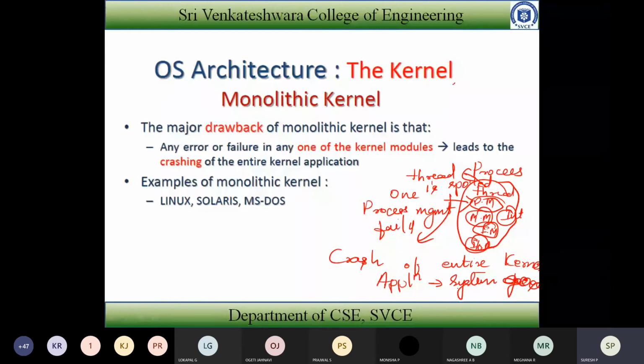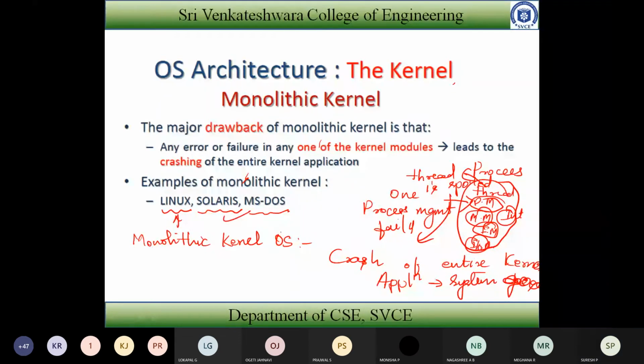Okay. When you talk about the monolithic kernel, what are the different examples? What are the different operating systems which you are going to have in your monolithic kernel? The first one is Linux. You are going to have Solaris. You are going to have MS-DOS. These are some of the monolithic kernel operating system examples. Linux is one example, Solaris is another example, MS-DOS is also another example.